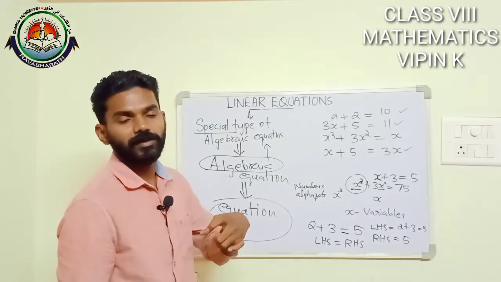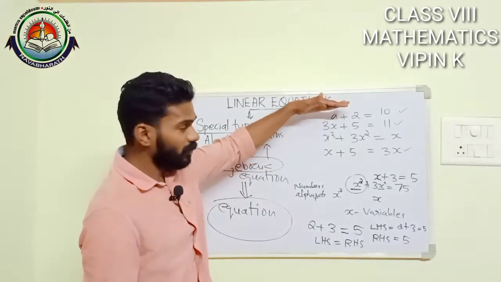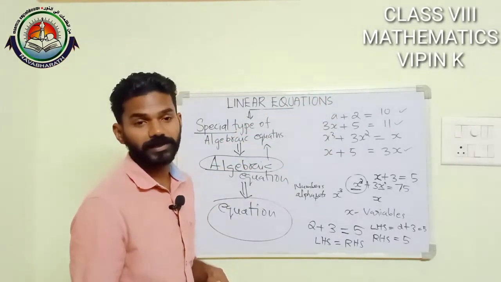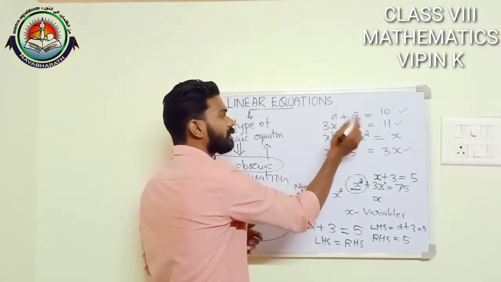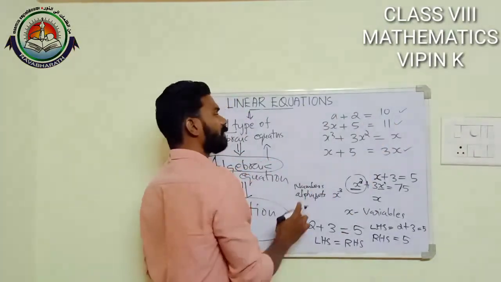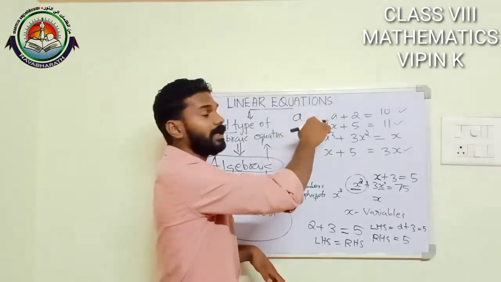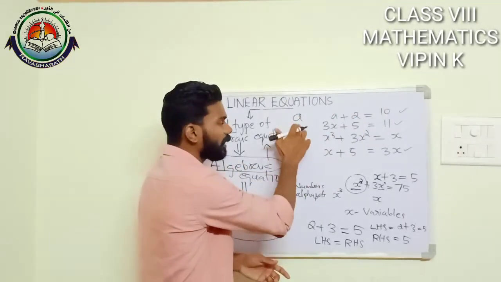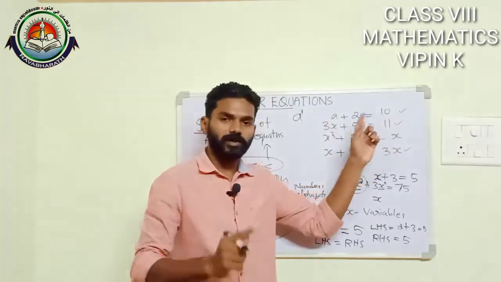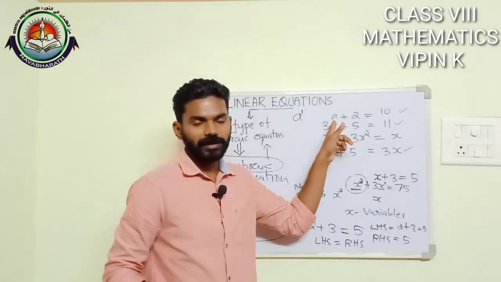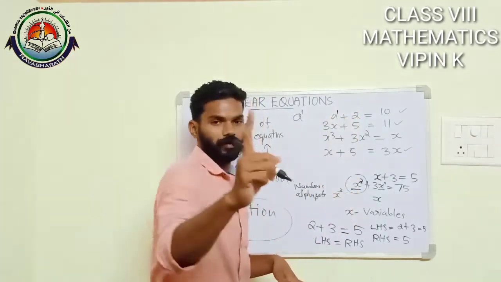And what is that speciality? In all these 3 equations selected, you can see that the variable in this equation is A. And you can see that the highest power of that variable is 1. In this equation, there is only one term that contains the variable, and the power of that term is 1.